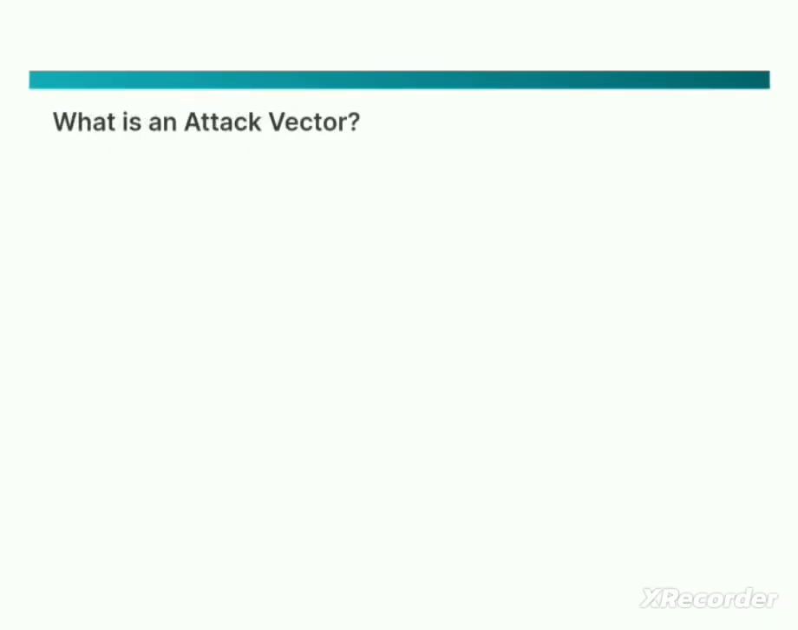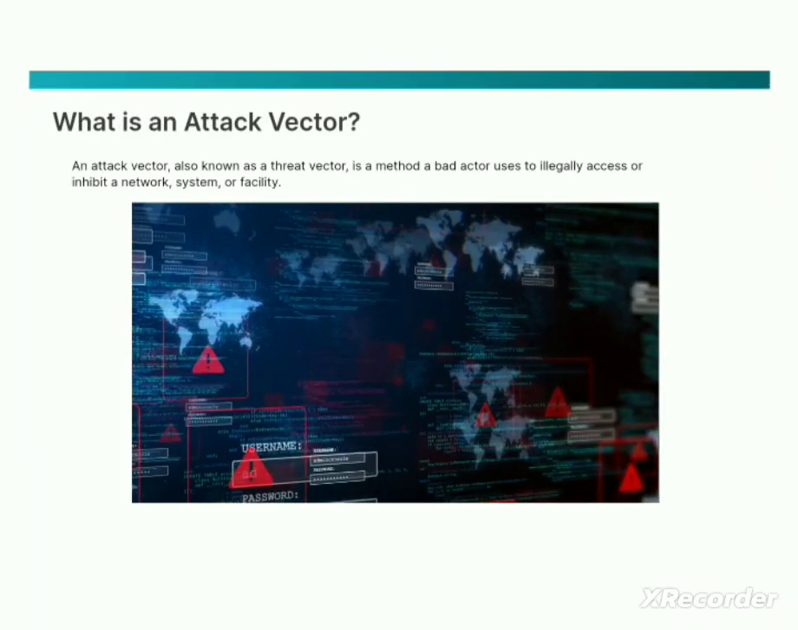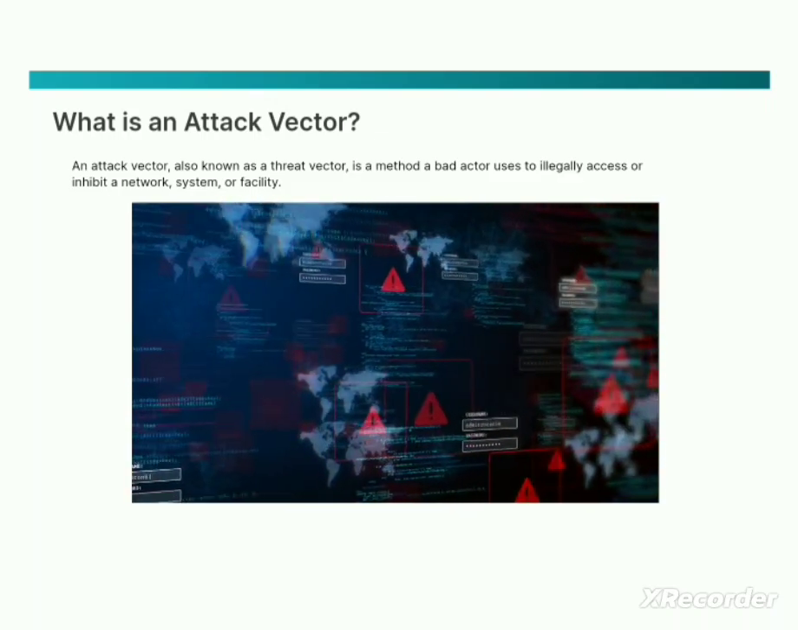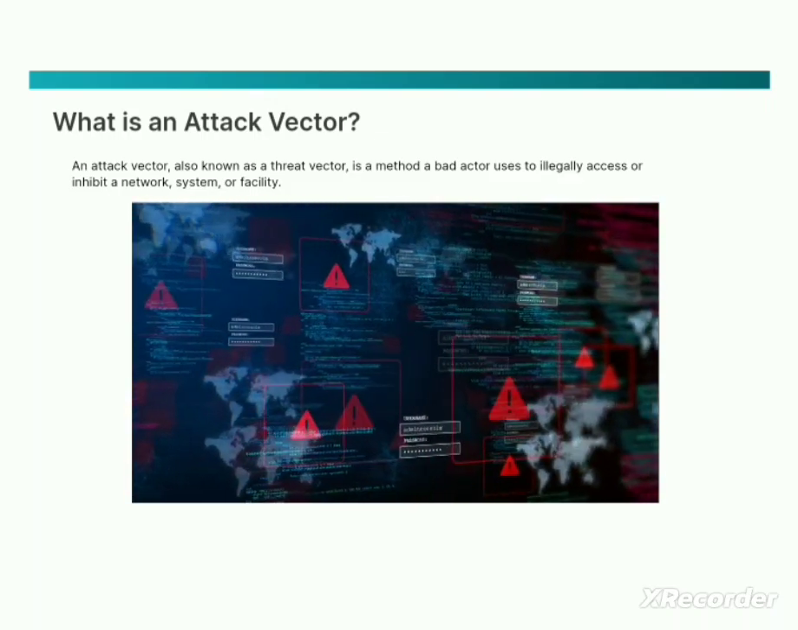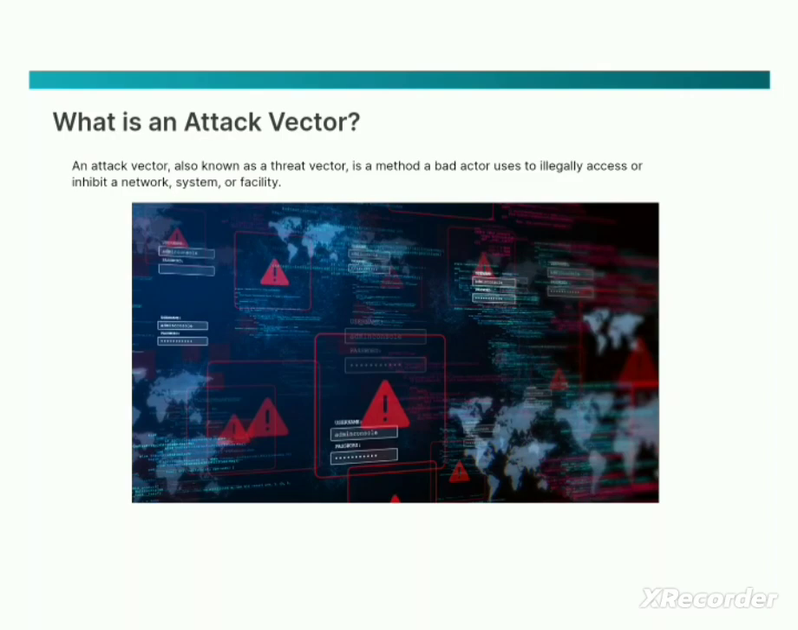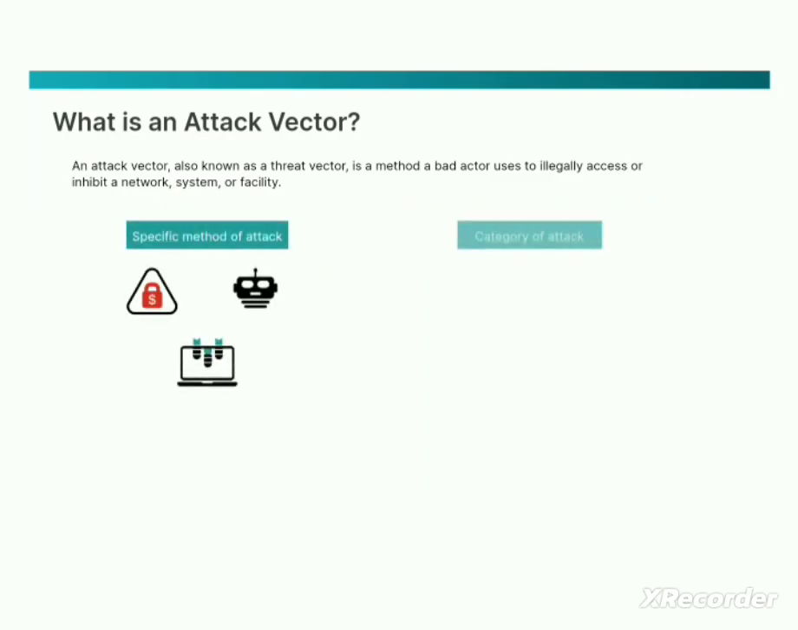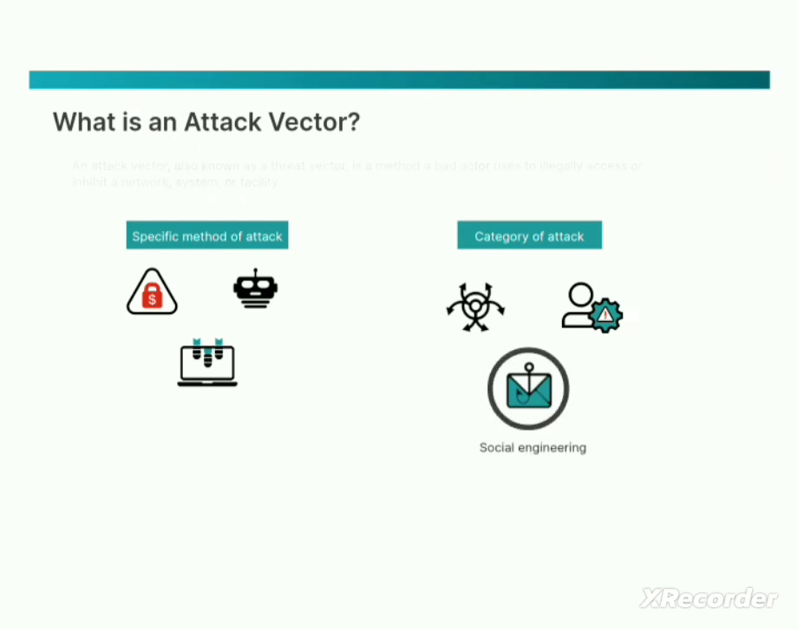What is an attack vector? An attack vector, also known as a threat vector, is a method that a bad actor uses to illegally access or inhibit a network, system, or facility. An attack vector can refer either to a specific method of attack or to a category of attack. For example, social engineering is a category of attack vector, and it consists of many attack types.